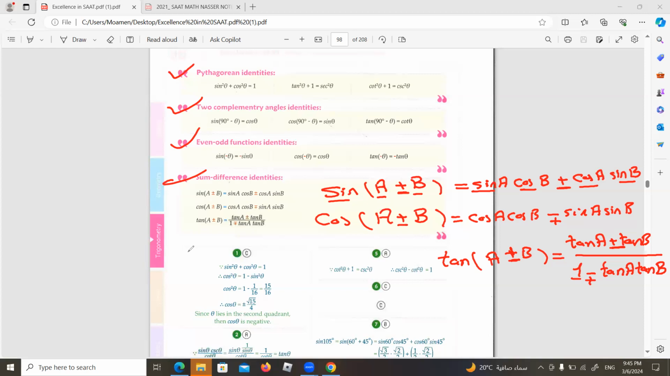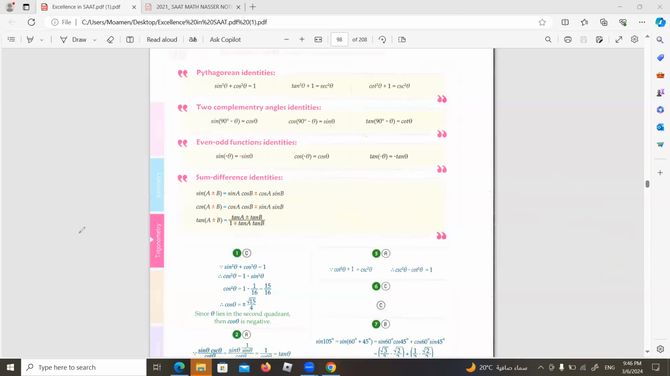The sum and difference identities: sine A plus B is sine cosine plus cosine sine. Cosine A plus B is cosine cosine minus sine sine. Tan A plus B is tan A plus tan B over 1 minus the product of tan A tan B. If we talk about the difference, you will change the sign. The negative will be positive and the positive will be negative. Let's start the exercises.